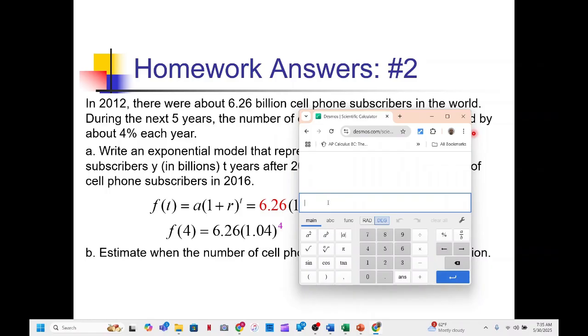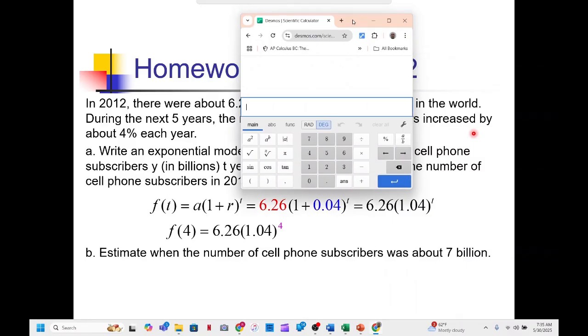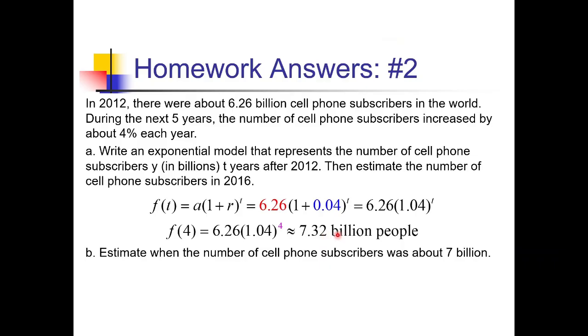So let me just create the function, and then I'll plug stuff into it. Our function originally, we had f of t equals 6.26 times 1.04 to the t. And now I'll just do f of 4, and that's going to be about 7.32. So 7.32 billion people have cell phones apparently in 2016.